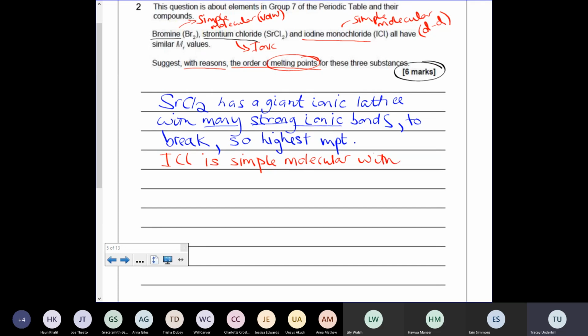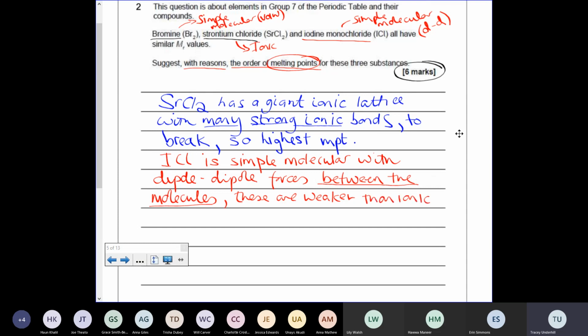With dipole-dipole interactions. And always important when you're talking about intermolecular forces, especially in six mark questions, that somewhere when you're talking about them, you put "between the molecules", because normally that appears on the mark scheme as something that you always need to write. Okay? So those are going to be weaker than ionic. So we would expect lower melting points.